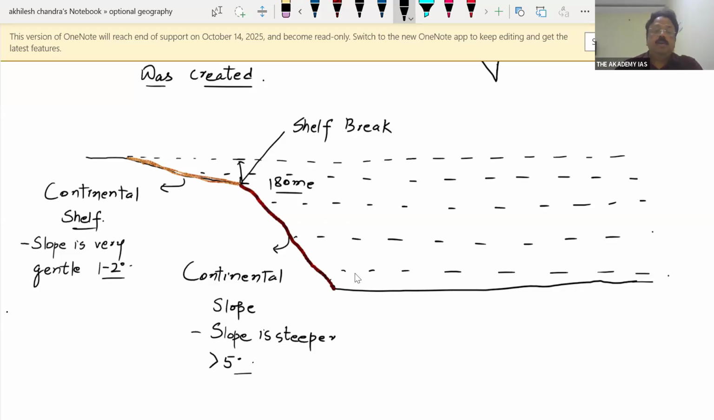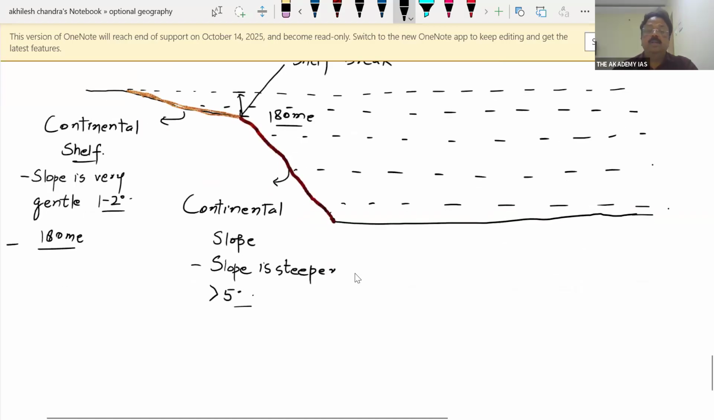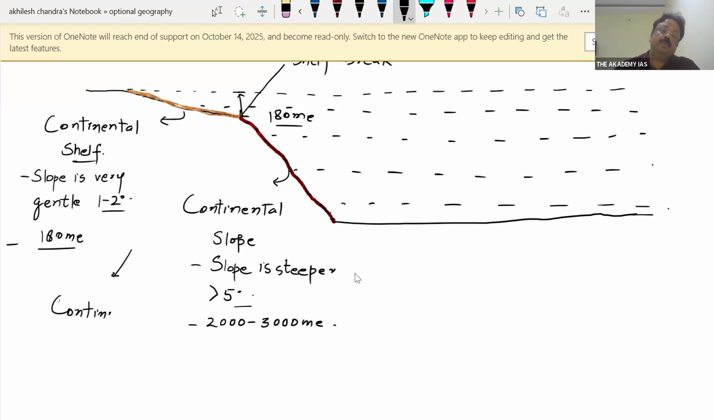Average depth of continental shelf is up to 180 meter, while the continental slope has an average depth reaching 2000 meter to 3000 meter. Continental shelf and continental slope both are part of the continental plate.